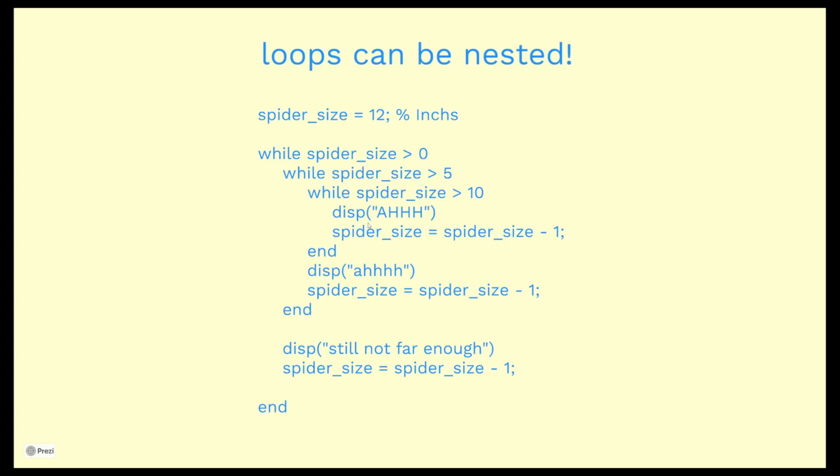After 2 iterations, this will break out and go to this, in which case we'll display and also decrease spider size by 1 until spider size is less than 5. Now once we're here, we're going to say still not far enough, and we're going to keep running until spider size is less than 0.